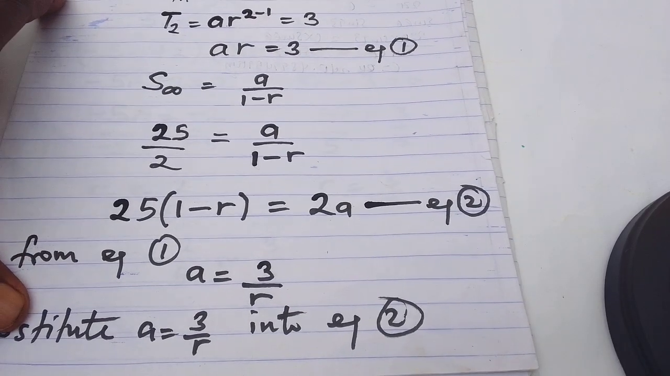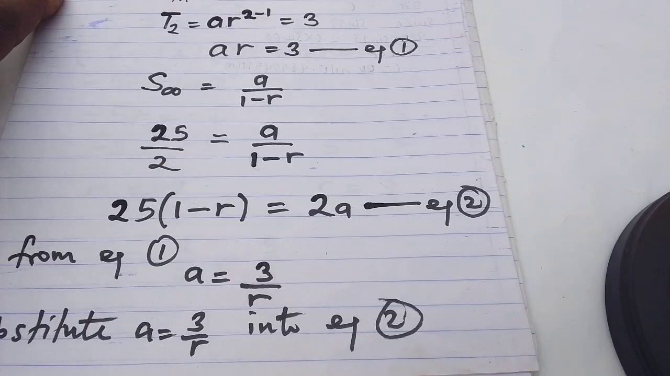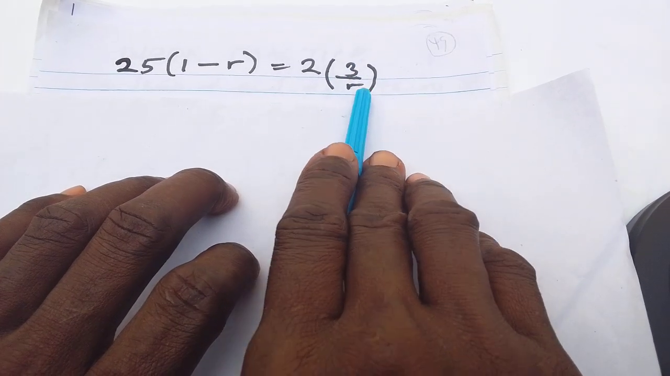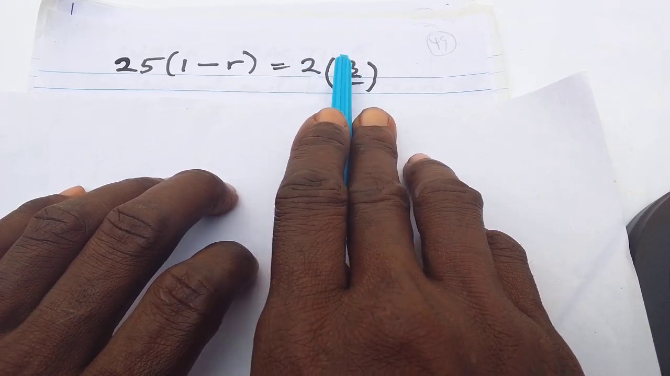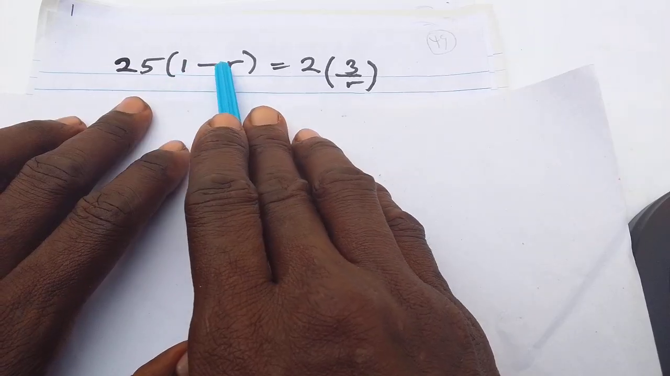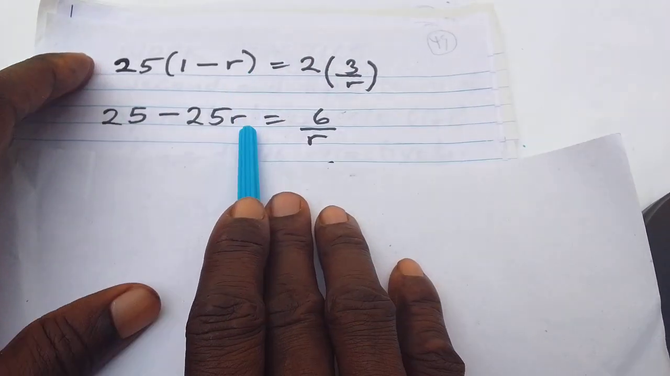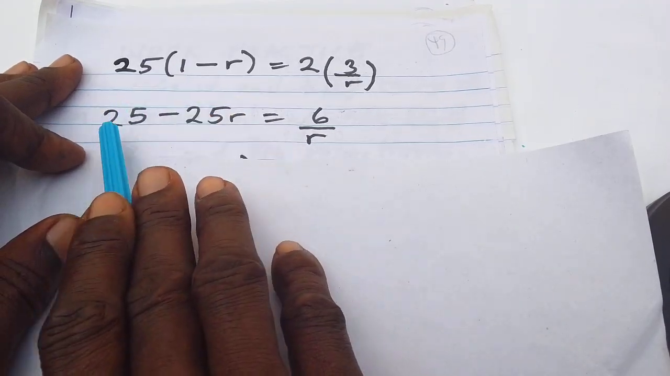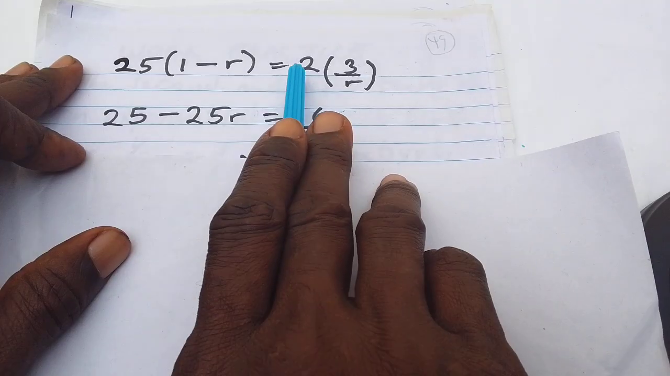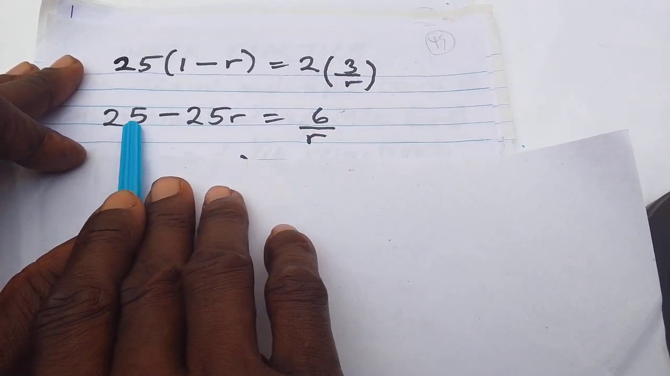We now substitute A is equal to 3 over R into equation 2. Where we see A, we substitute 3 over R. So 2A is supposed to be 2 times 3 over R. So we have 25 into bracket 1 minus R is equal to 2 into bracket 3 over R. Let's open the bracket. 25 times 1 is 25, minus 25 times R is 25R, is equal to 2 times 3 is 6 over R.